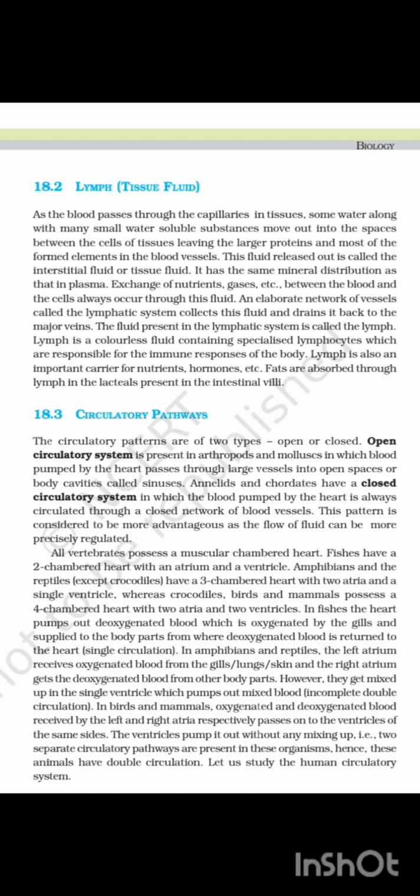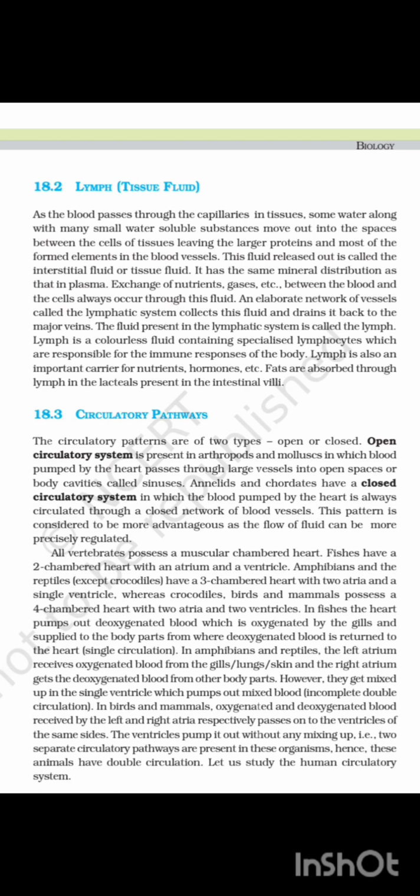All vertebrates possess a muscular chambered heart. Fishes have a two-chambered heart with an atrium and a ventricle. Amphibians and reptiles, except crocodiles, have a three-chambered heart with two atria and a single ventricle, whereas crocodiles, birds and mammals possess a four-chambered heart with two atria and two ventricles.